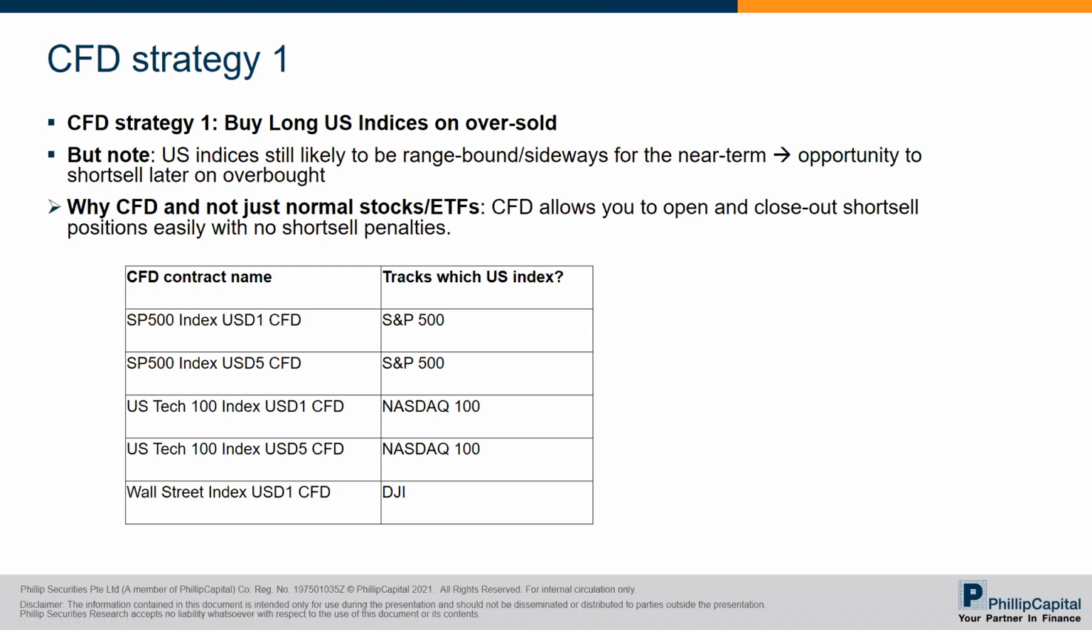So what are the recommended CFD contracts? It would be the S&P 500 index contract. This one comes in a $1 and a $5 version. So depending on how big a trade you want to go into, you can consider the $1 or the $5 contract. These track the S&P 500, and then we also have the US Tech 100, which tracks the Nasdaq 100 ETF. And then we also have an in-house Wall Street Index CFD contract. This one tracks the Dow Jones Index.